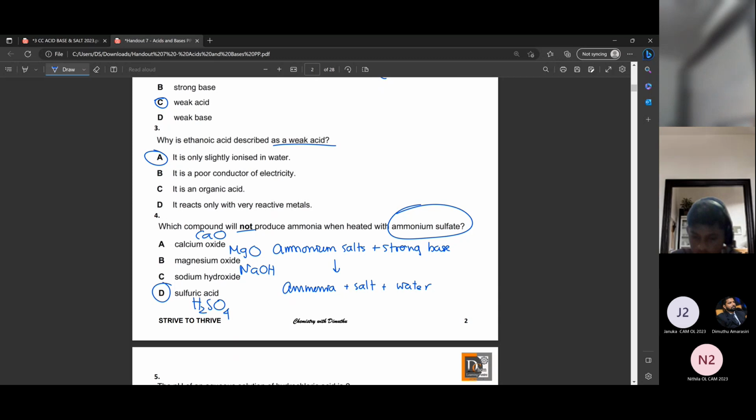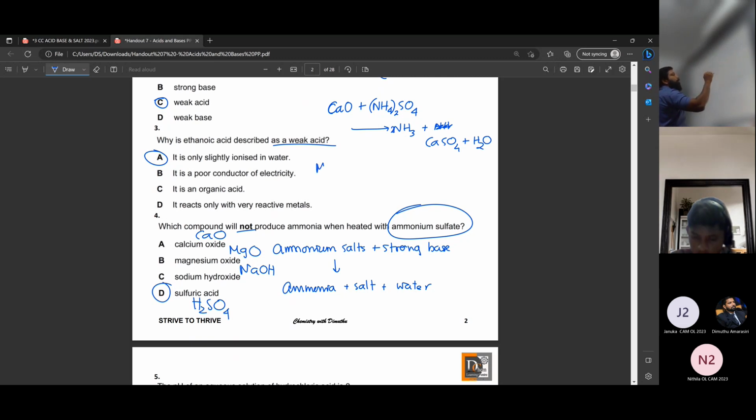All the other three bases produce ammonia because all of them are bases. Bases react with ammonium salts to give that. So in order to improve your knowledge, why don't you try writing those three reactions as homework? For example, calcium oxide with ammonium sulfate, you get ammonia given out, calcium sulfate plus water. This is an example. You need 2 ammonia here.